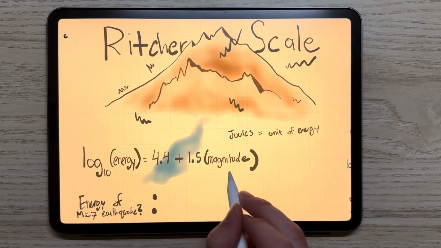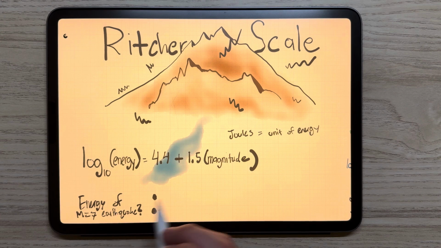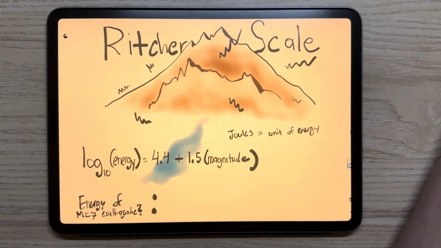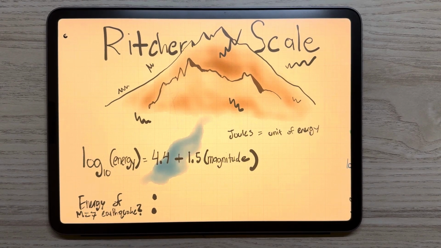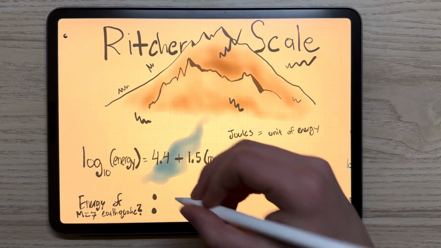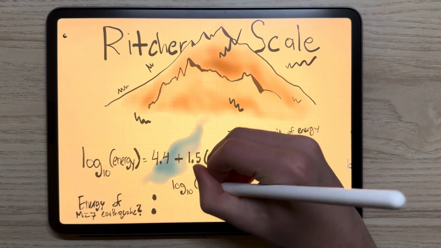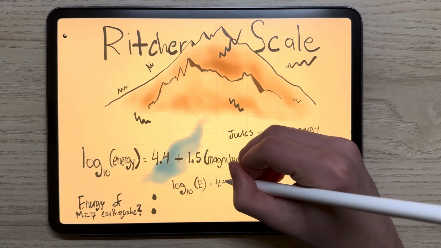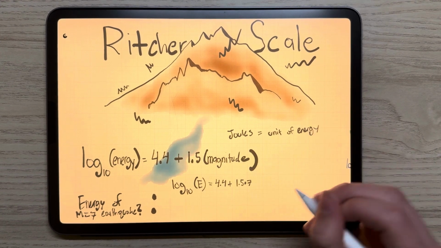And let's say you were given the magnitude and you wanted to find the energy. Well, give it a go yourself, pause this video, and then I'm going to do it right now. So what is the energy of an earthquake with a magnitude of 7? That's a really strong earthquake, and let's see how much energy that is. So first we're going to plug in what we know. I'm going to replace energy with E, because that's shorter. I'm going to put 4.4 plus 1.5 times 7.